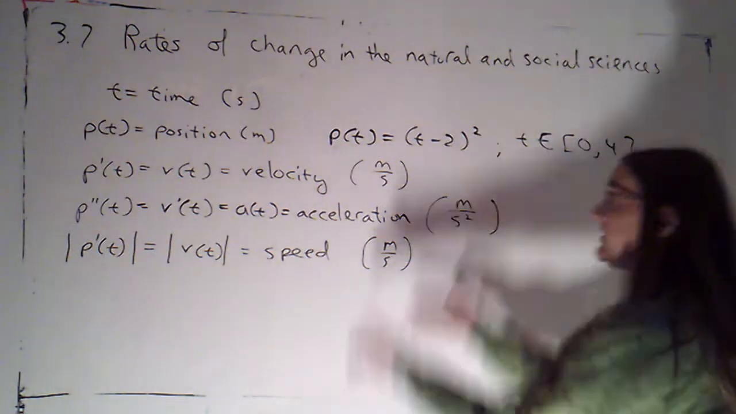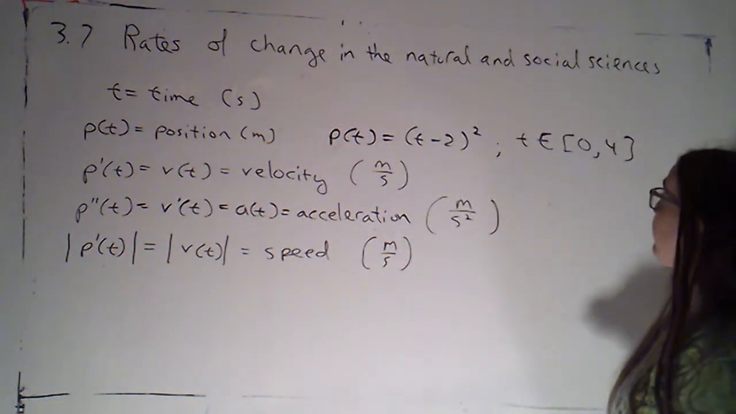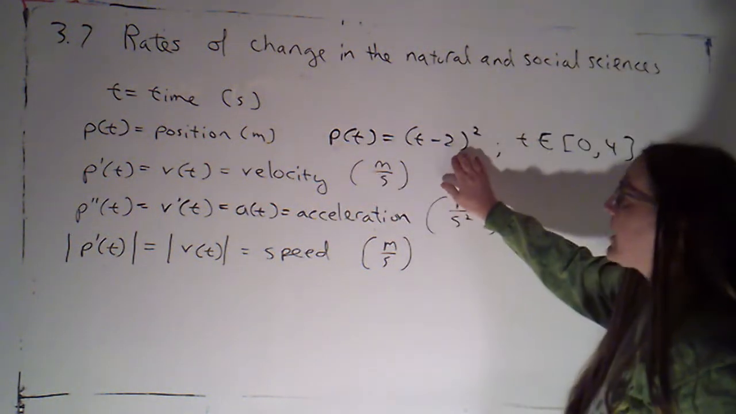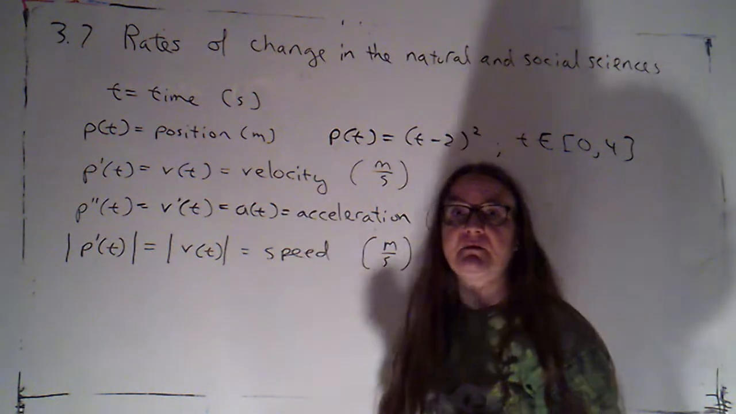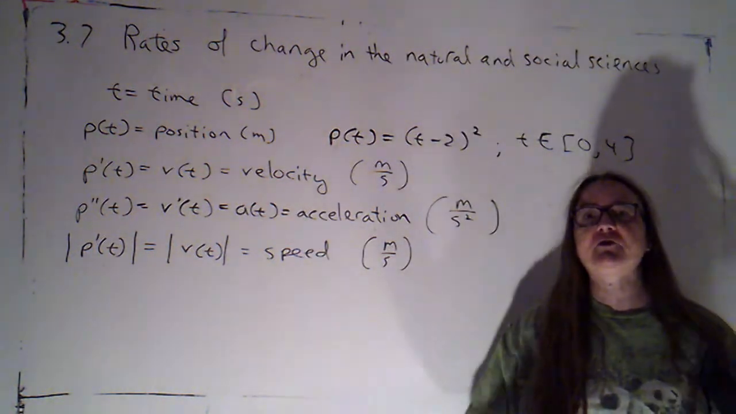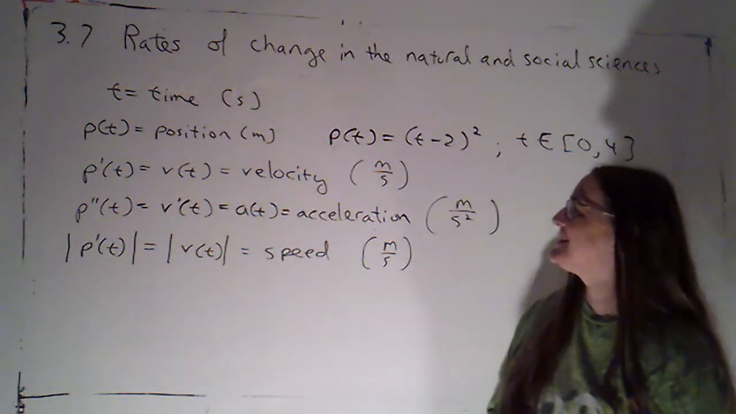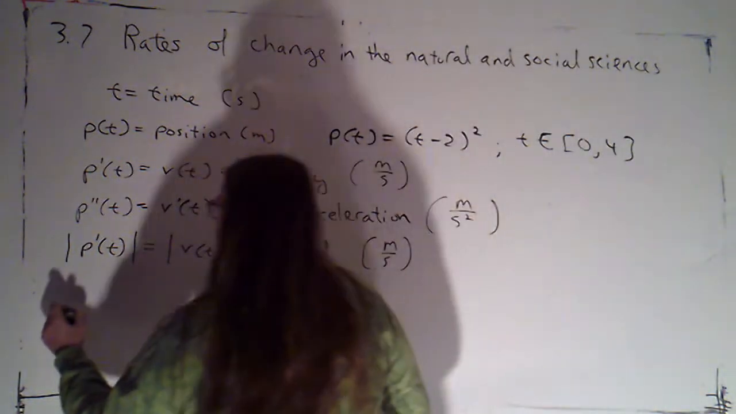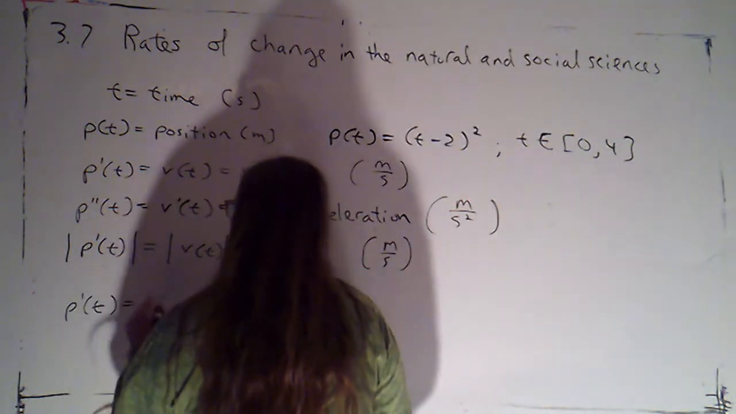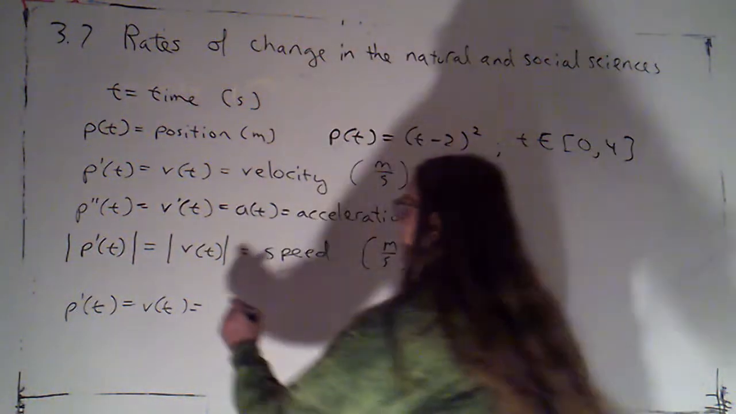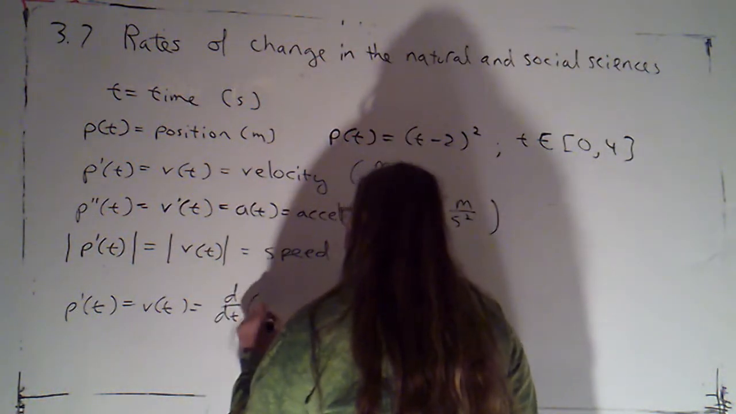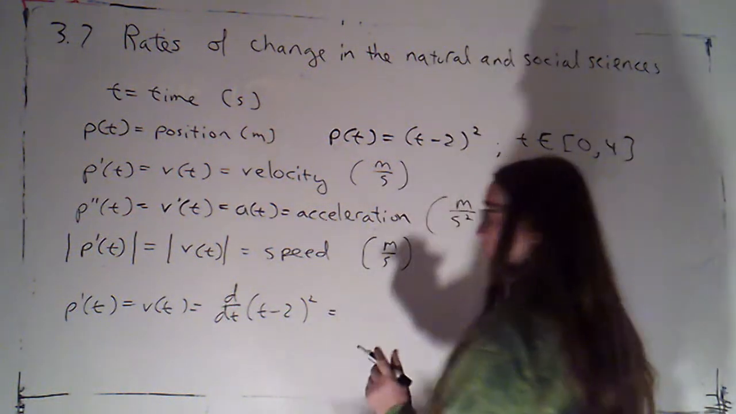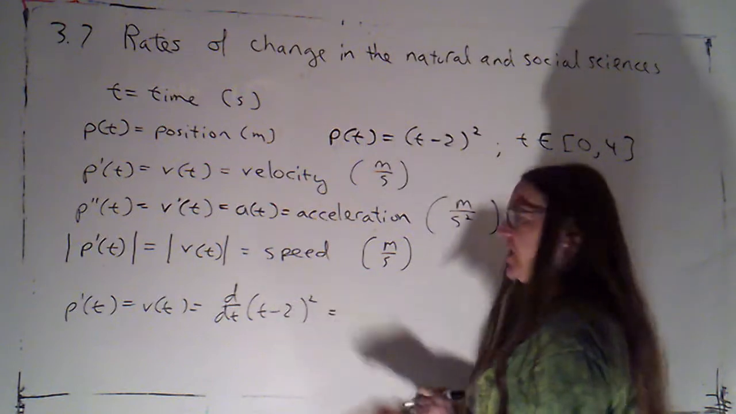So what I want to do right now is just calculate these 4 functions for this particular position function. So we have the first one already, but I want to go ahead and calculate velocity, acceleration, and speed, and then we're going to be using those to answer a bunch of other questions about this example. Okay, so if p of t is (t minus 2) squared, p prime of t, which is the velocity, is just going to be the derivative with respect to t of (t minus 2) squared. I'm just going to do chain rule. I could, if I wanted to, multiply that out, but I think chain rule is going to be faster.